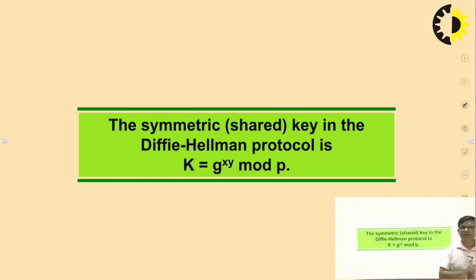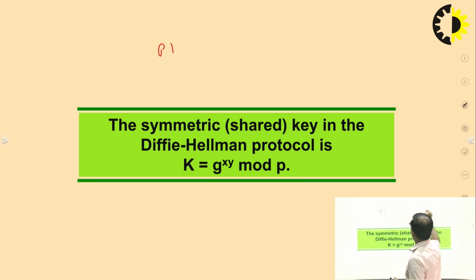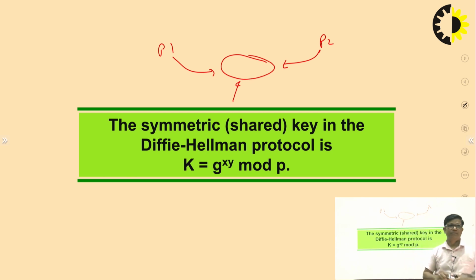The symmetric shared key in the Diffie-Hellman protocol is K equals G to the power XY mod P. So everyone can identify the key generated by Bob or Alice or both parties. So this is a man-in-the-middle attack. Let's see how it works. There are two parties, party 1 and party 2, each transmitting some information. Another person, an attacker, is also there.